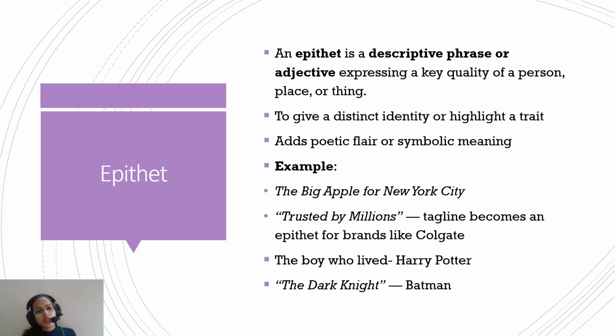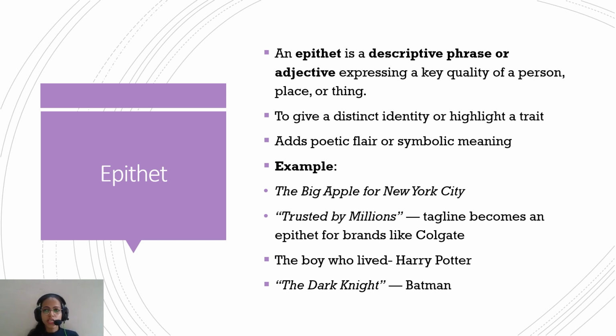Epithet. What is an epithet? It's a descriptive phrase or adjective expressing a key quality of a person, thing, or a place. So, to give a distinct identity or highlight a trait, epithets are given. So, for example, New York City is called the Big Apple, or the tagline trusted by millions is used by Colgate, or like 2 minute noodles, Maggie. The moment someone says 2 minute noodles, you know that Maggie is being talked about. It doesn't necessarily mean that, but it somehow has become an epithet.